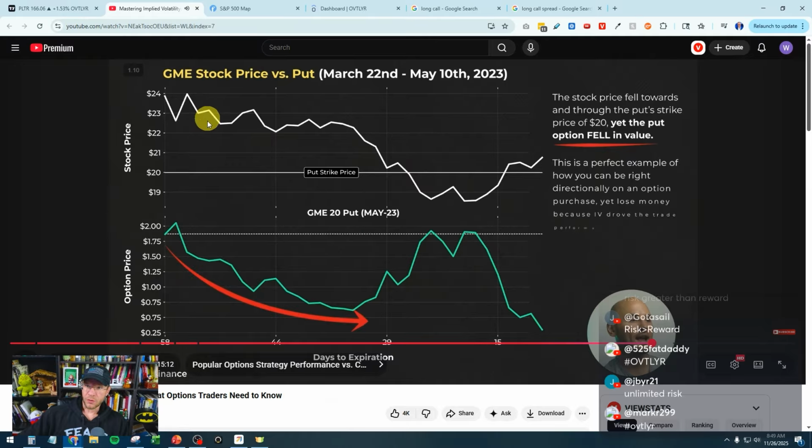Okay. So the put, as you would think, should be growing as the price of the stock goes down. Actually, this is a good part. I'm glad you mentioned it.